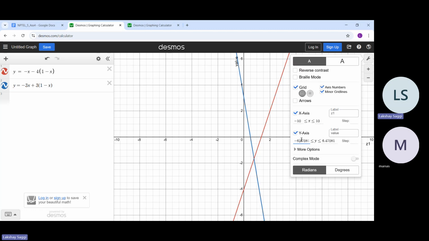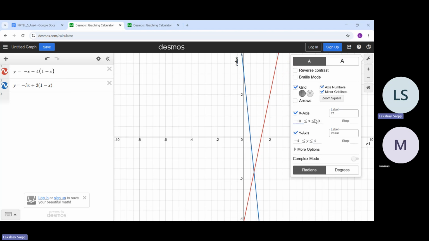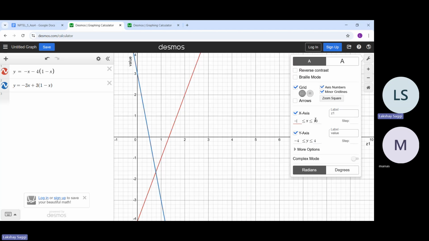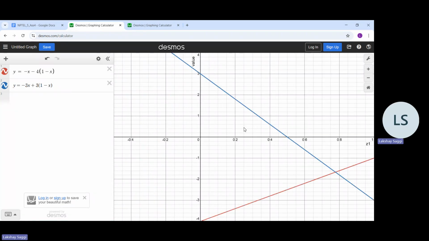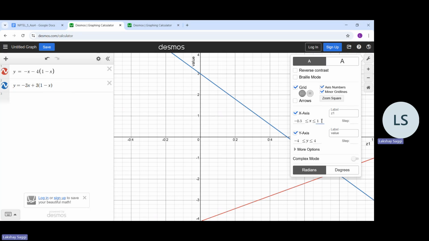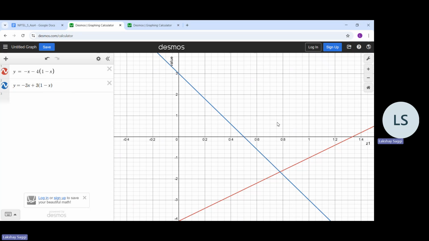So maybe I'll just, what's the range I should put for a better view of what's happening now? -4.4, and maybe x goes from -0.5 to 1. Yeah, I hope this provides a much better view of what's happening. So these are the two plots which we had.